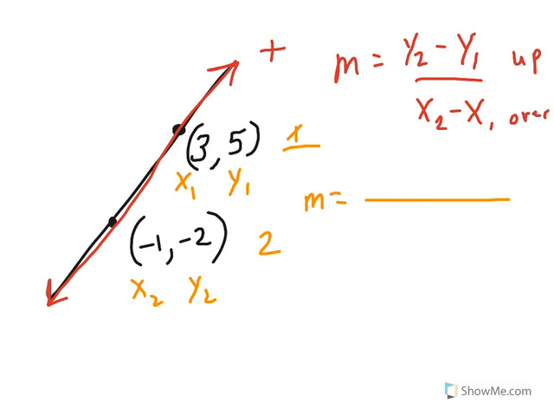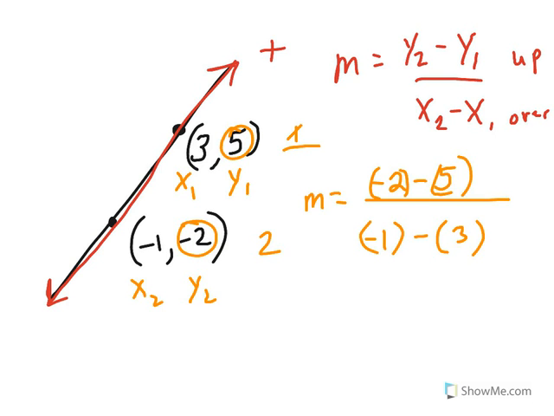ratio. Okay, on top I have y2 minus y1, which would be negative 2 minus 5. Okay, y2 minus y1. Okay, and I can even put these in if that helps. Okay, on the bottom I should have this: x2 minus x1. And there's a lot of negative signs. Just follow where it leads and see if it ends up where you think it should. Okay, like right there. So on top I have negative 2 minus 5. On bottom I have negative 1 minus 3.